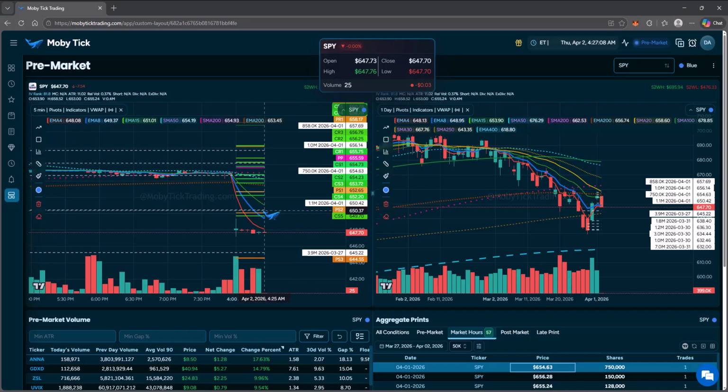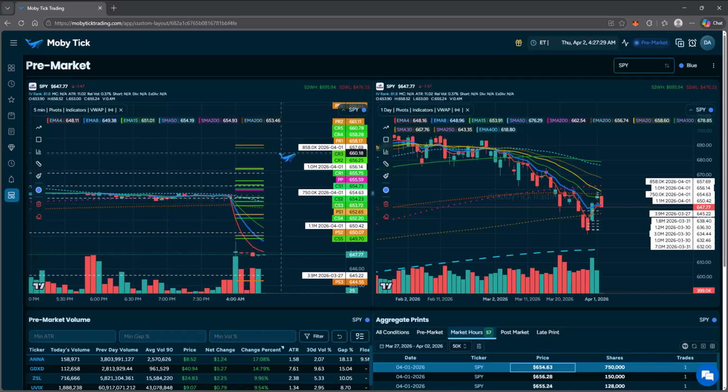So 651, target 652.20, 653.72, 654.23, 654.63 is the 750K. Then we've got 655.59 is the pivot, 656.14 is this print, 657.89, 657.69 is this 858K print, and then we've got 658.17 as R1. So if we make it, I mean, this is really tough. We've mapped it out in case it upthrusts.